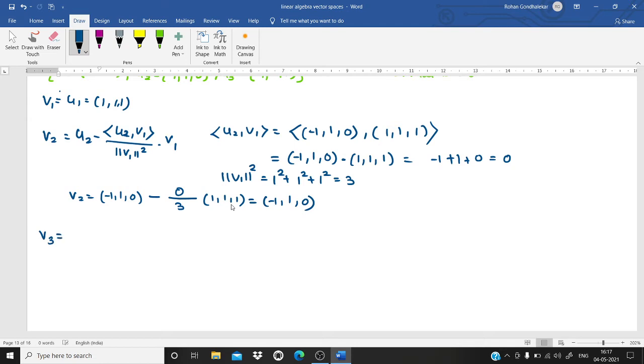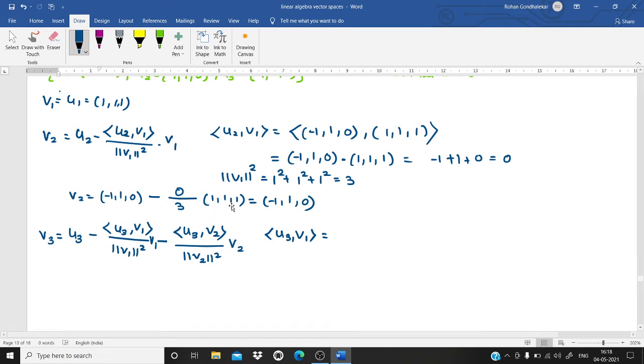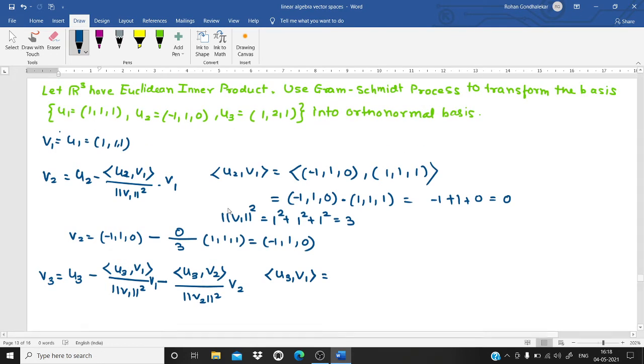Now V3. What is the formula for V3? V3 is equal to U3 minus inner product of U3 with V1 upon norm V1 square into V1, minus inner product of U3 with V2 upon norm V2 square into V2. Got it? So first we are going to calculate the inner product of U3 with V1. What is the U3 vector here? See above, the U3 vector is (1, 2, 1). So we take the inner product of (1, 2, 1) with V1, that is (1, 1, 1).